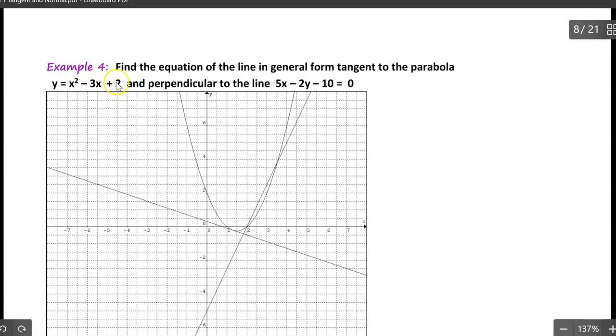Alright, but the key to finding that is in here. This tangent to the parabola, this tangent line, is perpendicular to this line. It's perpendicular to this line.